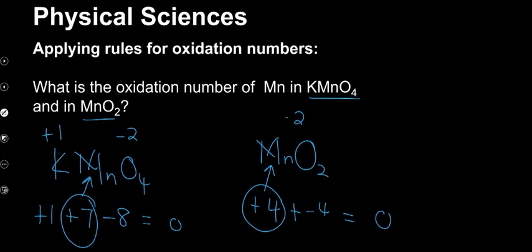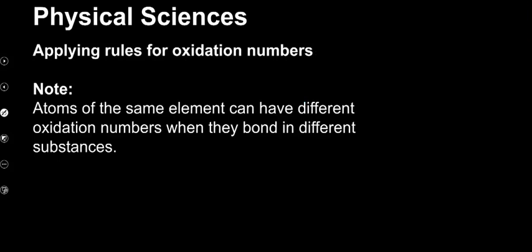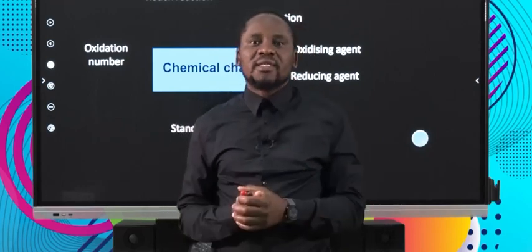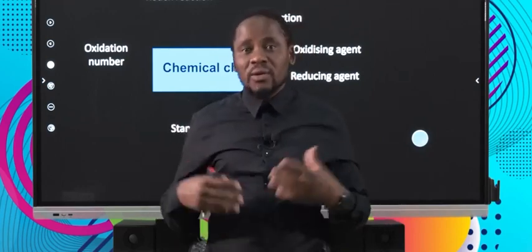This is a transition metal. Its oxidation number can change, all right? That's what is so special about transition metals. So in closing, we are saying that atoms of the same element can have different oxidation numbers when they bond differently with substances. Okay, so these are some of the examples in as far as applying the rules for assigning oxidation numbers.